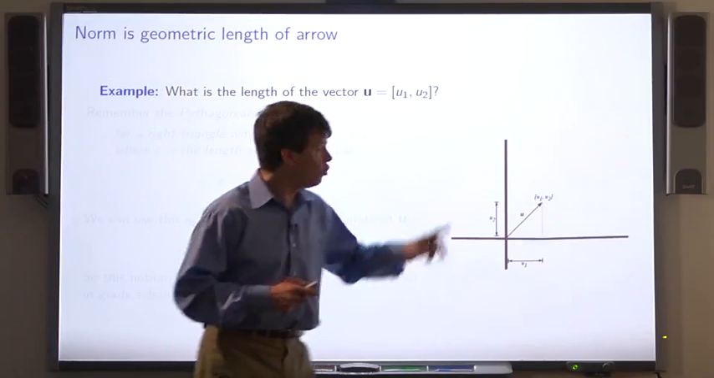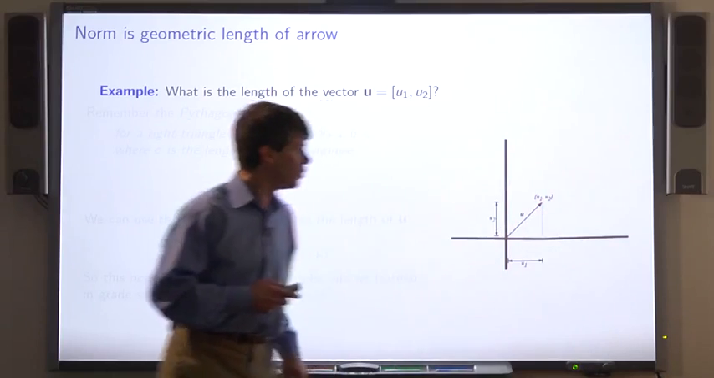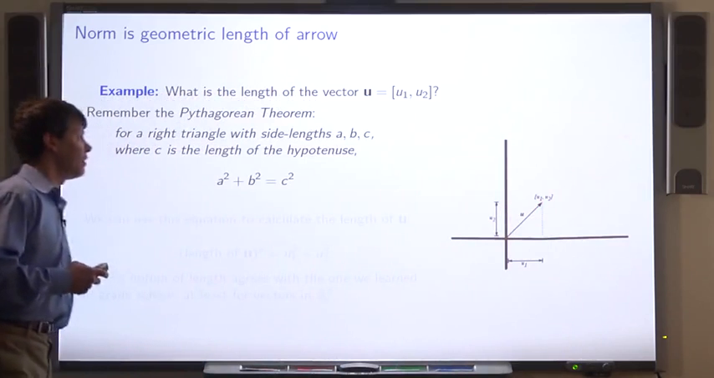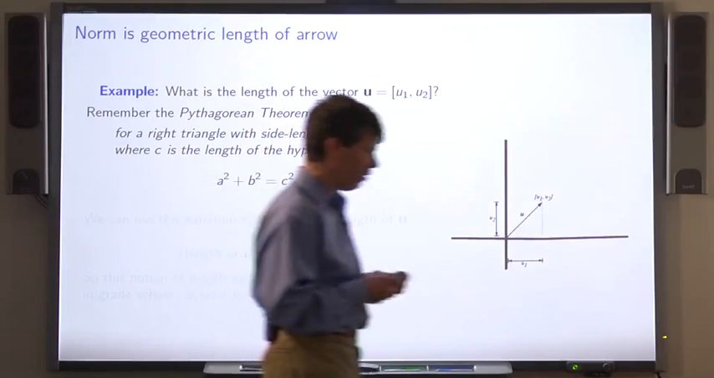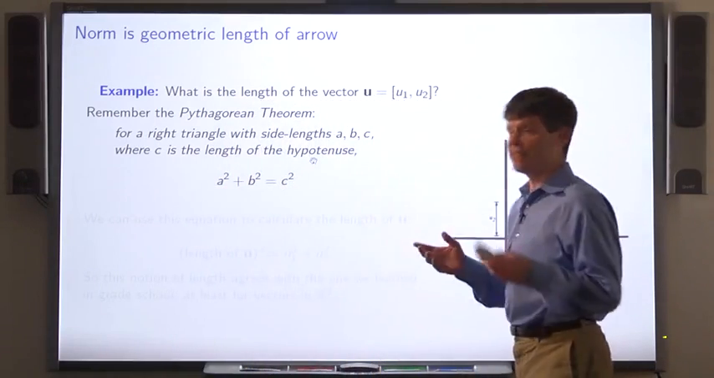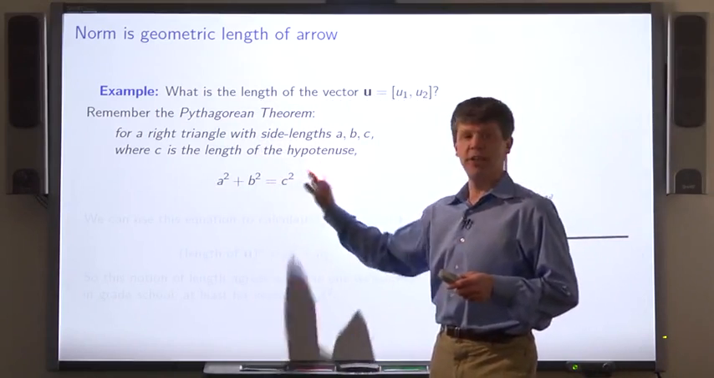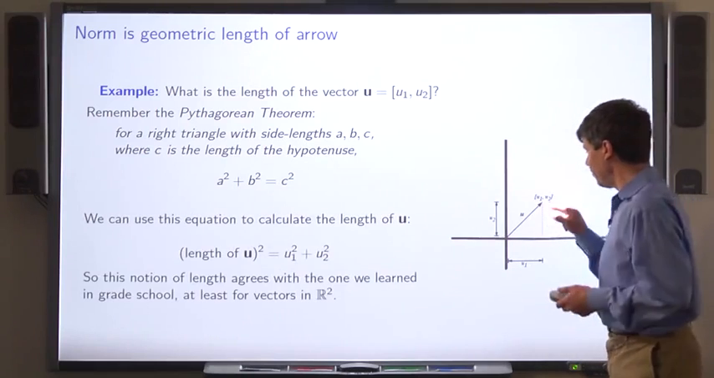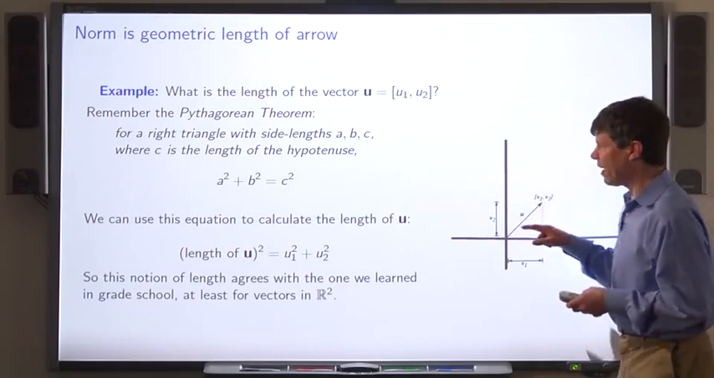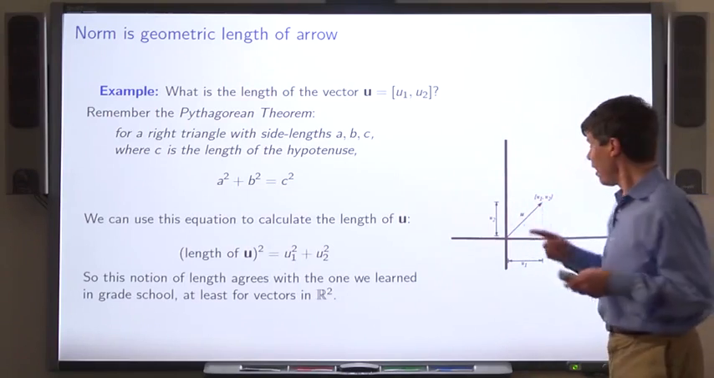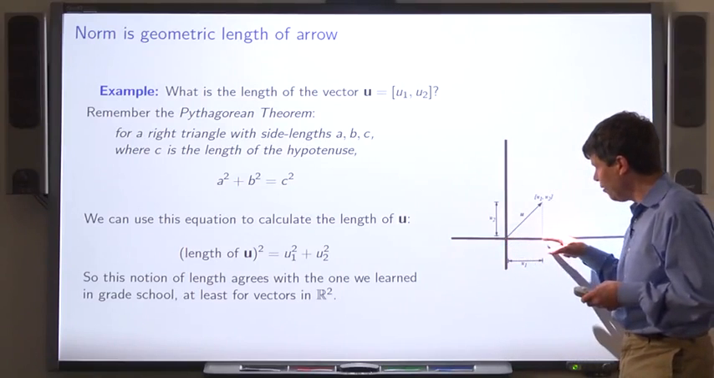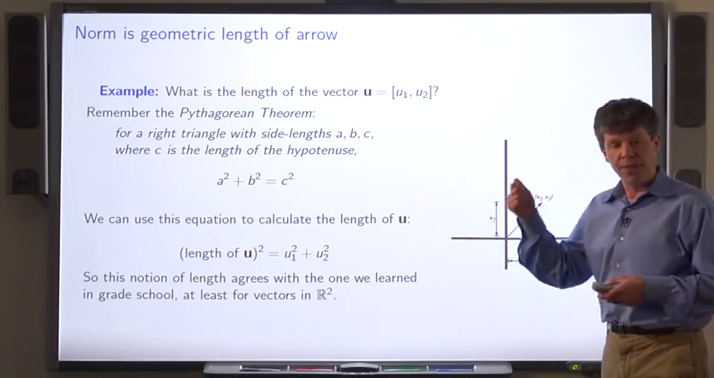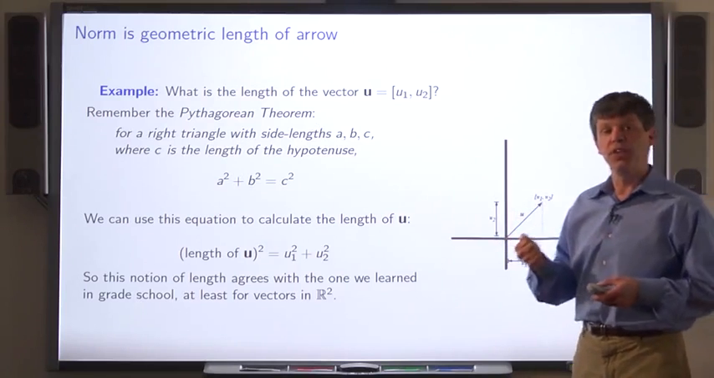Here's an example. We have a 2-vector, u1, u2. What's the norm of that vector? Well, recall the Pythagorean theorem. For a right triangle with sides a, b, and c, where c is the length of the hypotenuse, a squared plus b squared equals c squared. We can use this equation to calculate the length of this vector u. The squared length of u equals the sum of the base squared and the height squared. So at least in the case of 2-vectors, this notion of length agrees with the one you're familiar with.